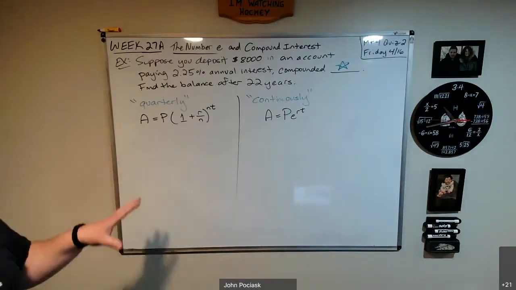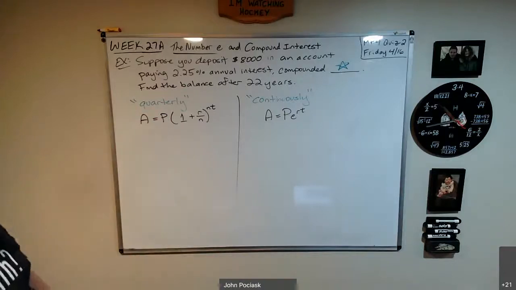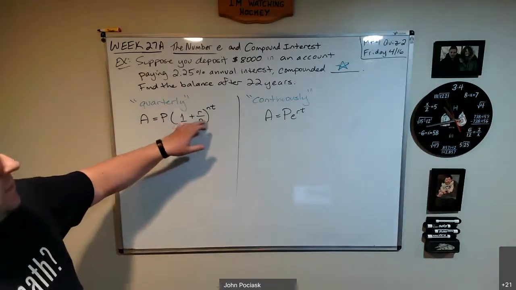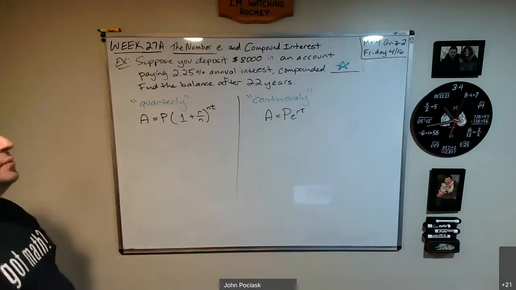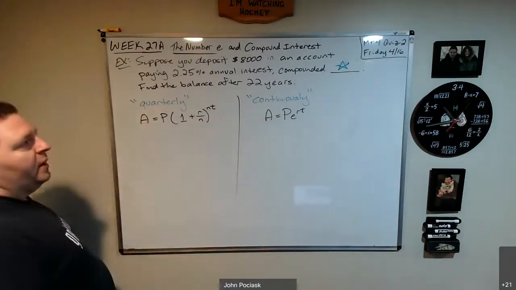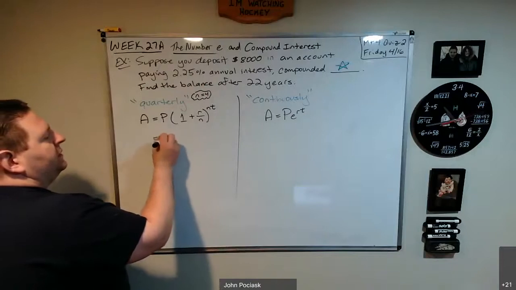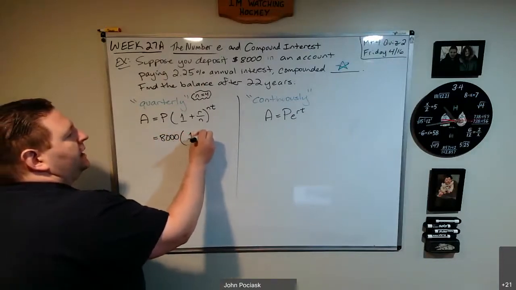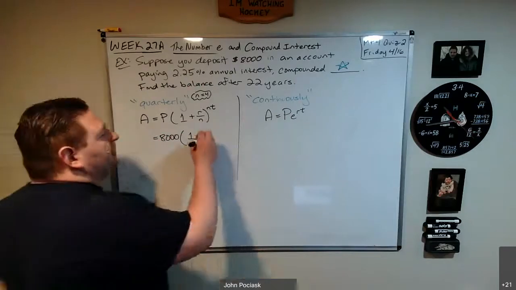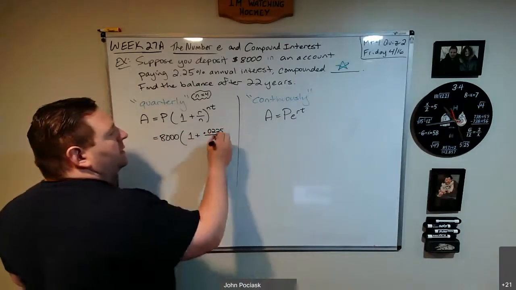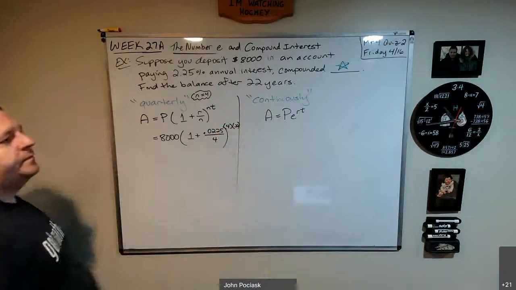Everything in this section of the book, they're asking for just the account balance. So we're going to look for A. As we move throughout the chapter, we might look for P, we might look for time. N is the number of times compounded per year. If it's quarterly, that means N is 4. So we're going to put that in. The principal, 8,000. Interest rate, 2.25%. As a decimal, that's 0.0225. We just said N was 4, and time is 22 years.